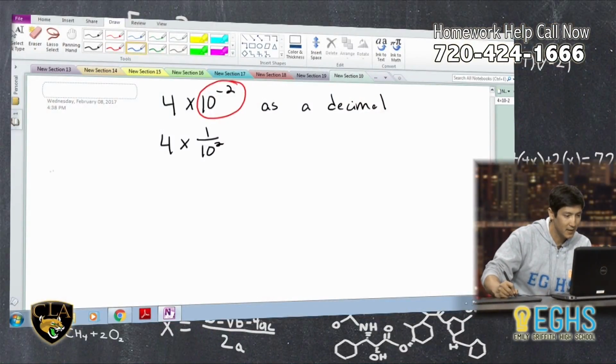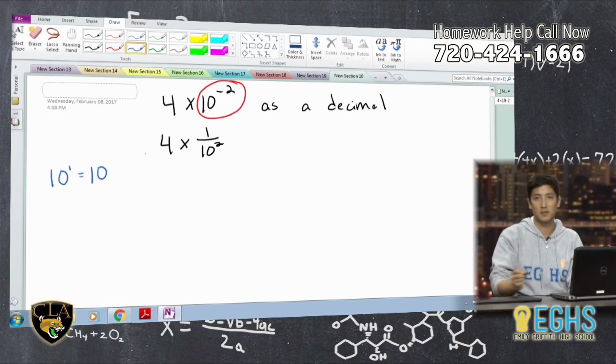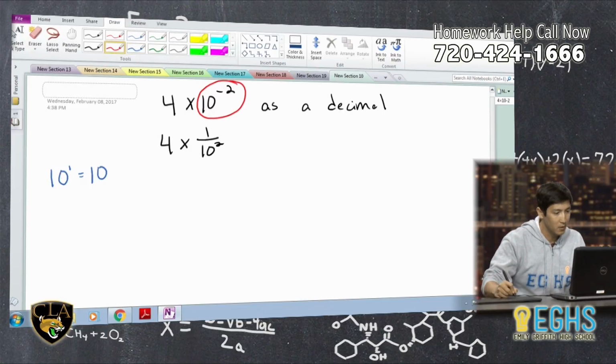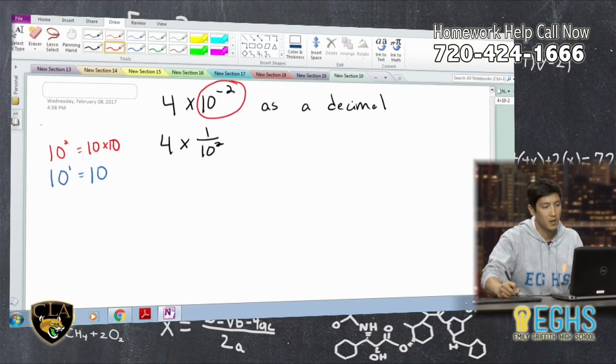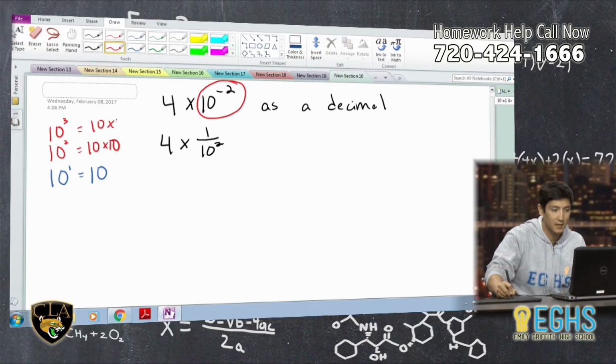Yeah, and if we just write it out, it makes it a little bit more clear, right? So if I have 10 to the power of 1, well, that's just 10, because we're just saying one of them. But like Becca was saying, if we have 10 to the second power, that's 10 times 10. And 10 to the third power is 10 times 10 times 10.